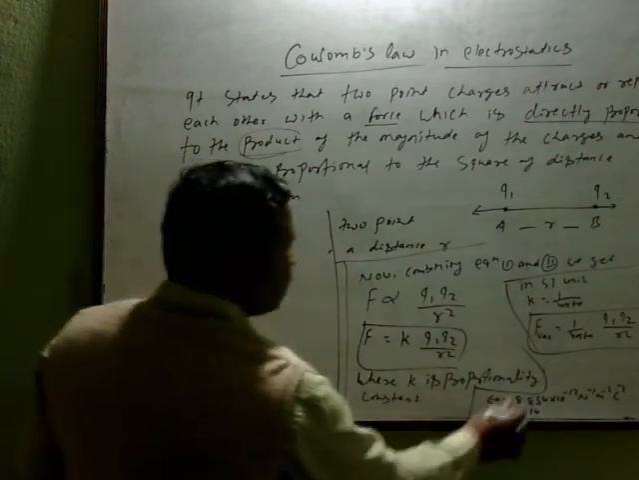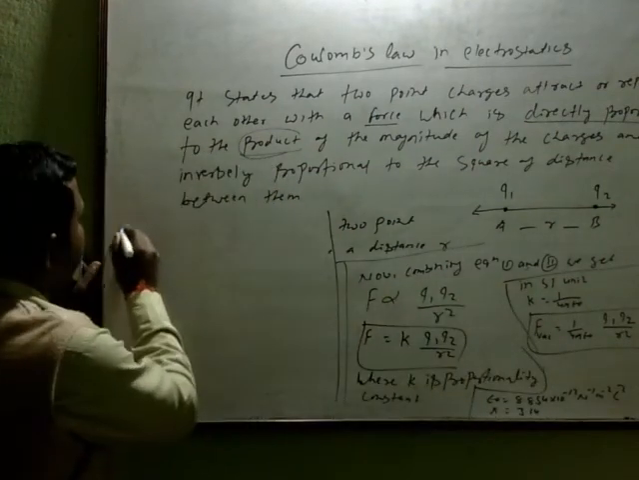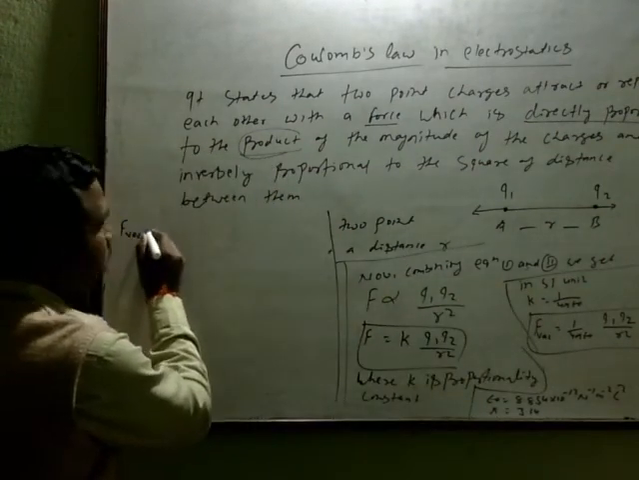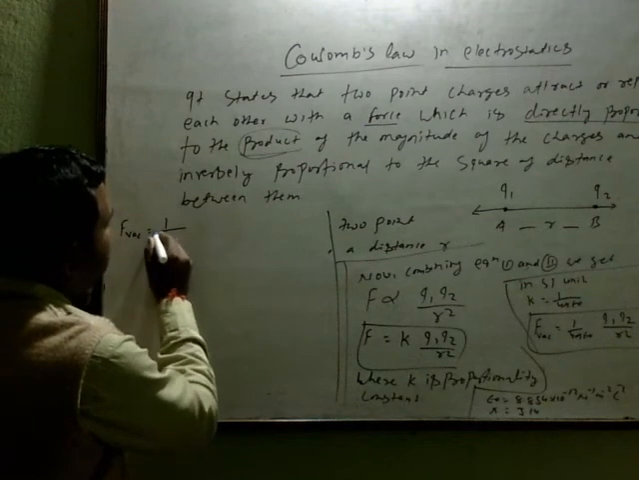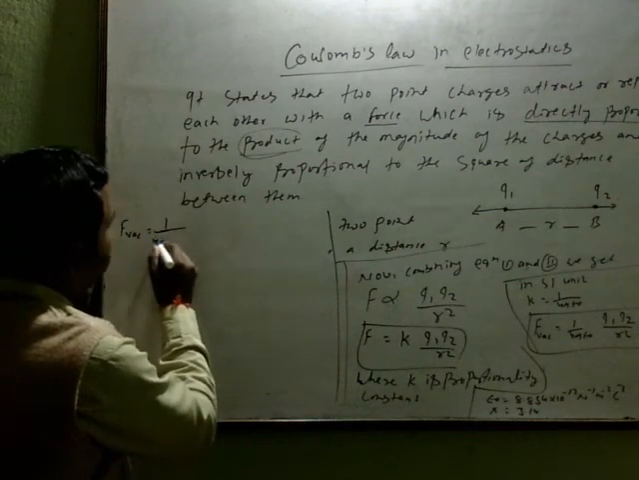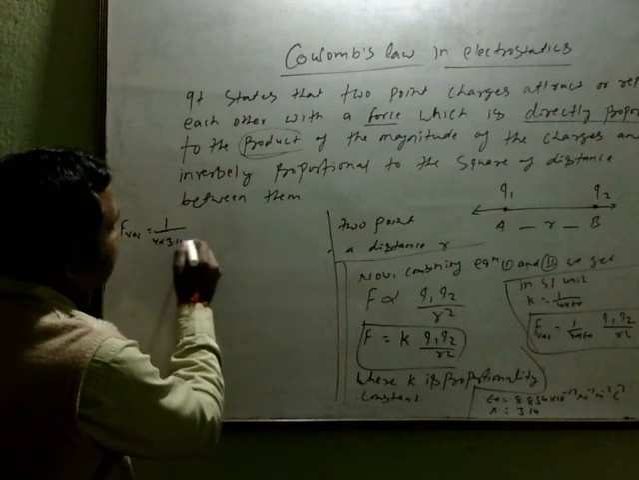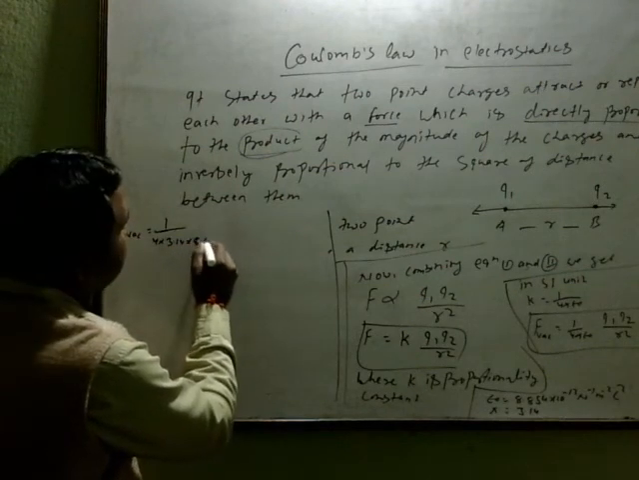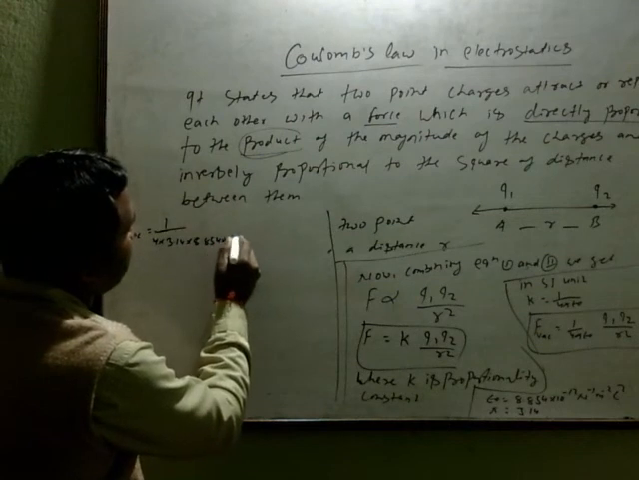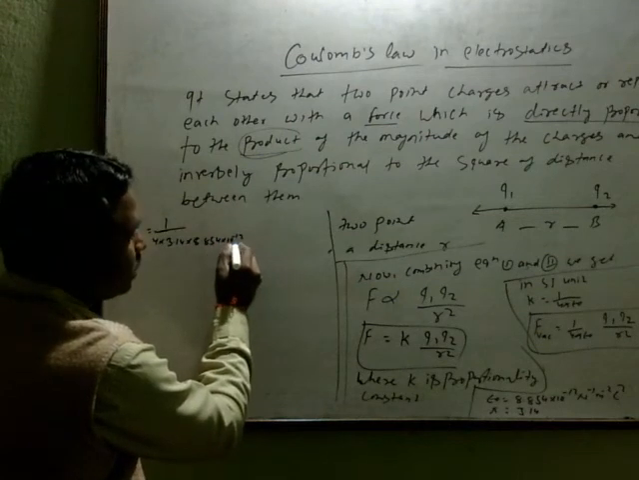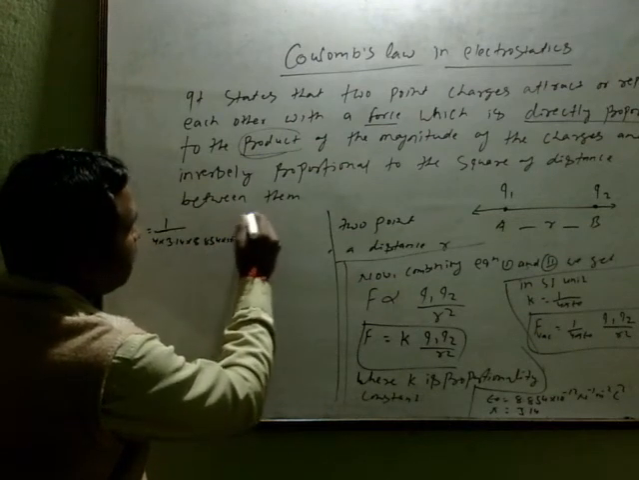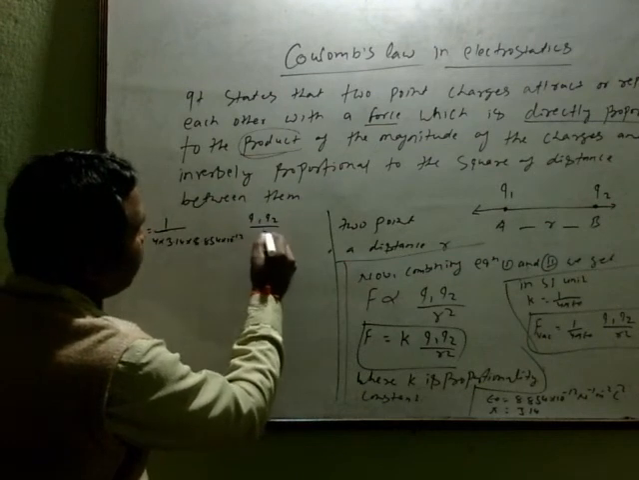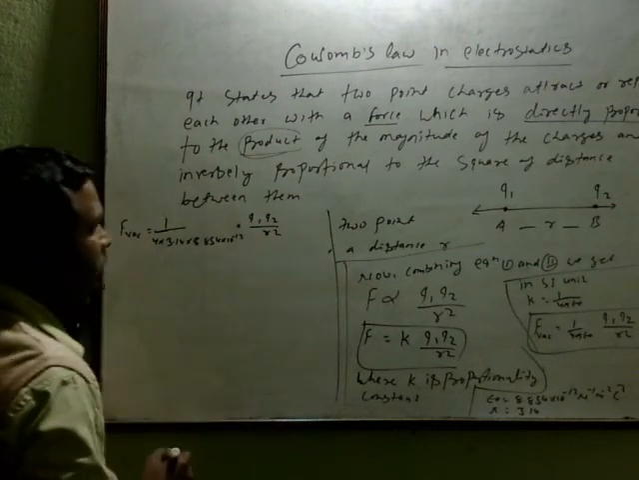Again, we can put this value. If you put it here, then F vacuum is equal to 1 by 4 into pi, where the value of pi is 3.14, and the value of epsilon naught is 8.854 into 10 to the power minus 12. We can write Q1 Q2 by R square. Okay, this you can write.